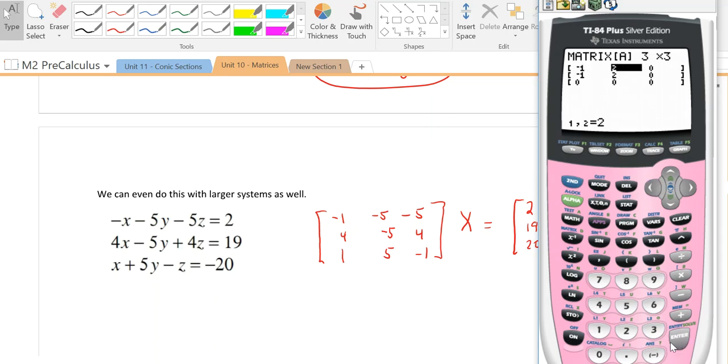Just be very careful as you're typing this in, because you don't want to make a mistake with typing. When I proofread, a lot of times I proofread in another direction, so I'm going to go up, down, up, okay. And then we want this to be a 3 by 1. We'll have 2, positive 19, and positive 20.